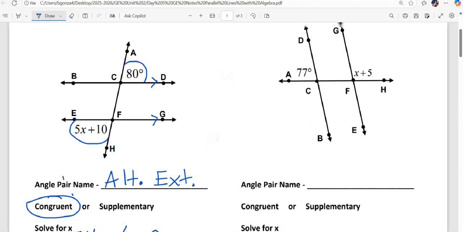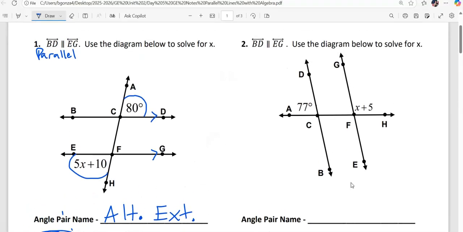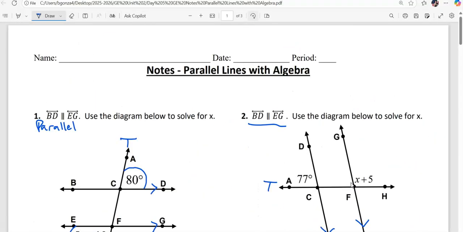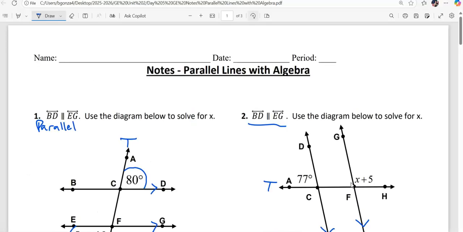Number 2. 70, by the way, first of all, it says that these are parallel lines, right? That's what this little symbol means. So go ahead and put a little parallel. Do you notice how this picture is a little rotated from the first one? The transversal, instead of going up and down, is now going left and right. So if you need to, you might need to look at it sideways if that helps you, okay?